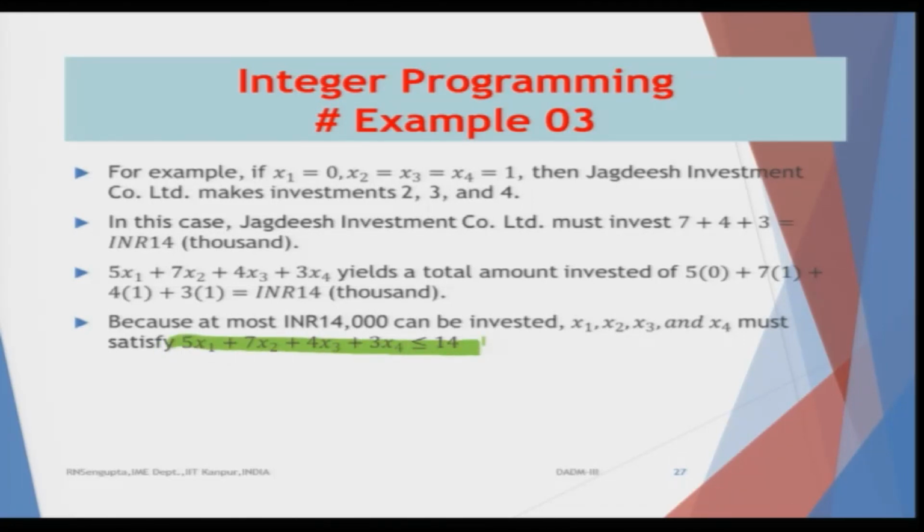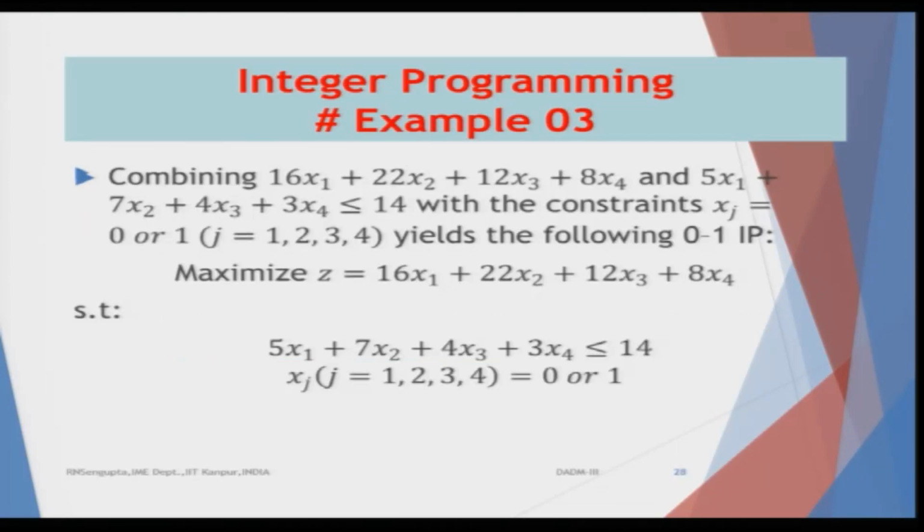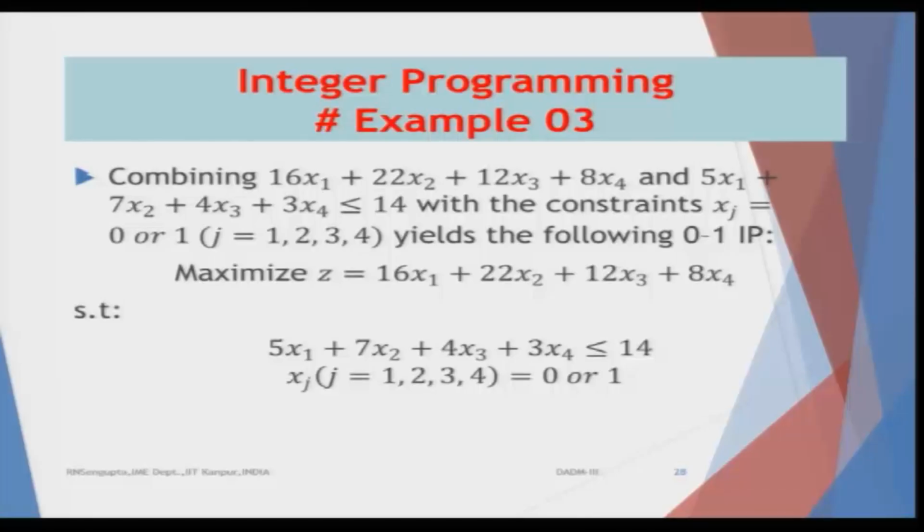So, you cannot exceed, but you can basically spend less. Combining these equations, what are these equations? One was corresponding to the net present value for each and every investment, which was 16 x 1 plus 22 x 2 plus 12 x 3 plus 8 x 4 plus 5 x 1, and that was basically the objective function.